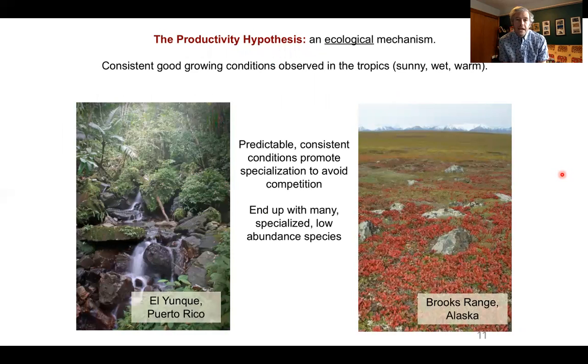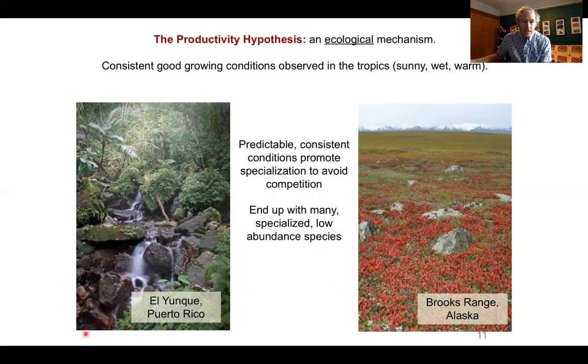So the productivity hypothesis is basically an ecological mechanism. And the idea behind it is that we have consistent, good growing conditions observed in the tropics. They're sunny, wet, and warm, and they're in that condition most of the year. In fact, all of the year in a lot of places. And so what we get is this predictable, consistent conditions promote specialization so that species avoid competition. And we end up with many specialized but low abundant species. So let's have a look.